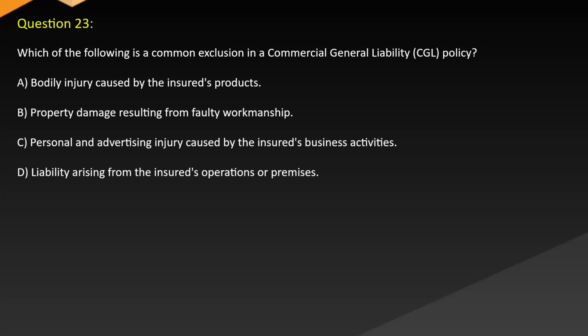Question 23. Which of the following is a common exclusion in a commercial general liability CGL policy? A. Bodily injury caused by the insured's products. B. Property damage resulting from faulty workmanship. C. Personal and advertising injury caused by the insured's business activities. D. Liability arising from the insured's operations or premises.